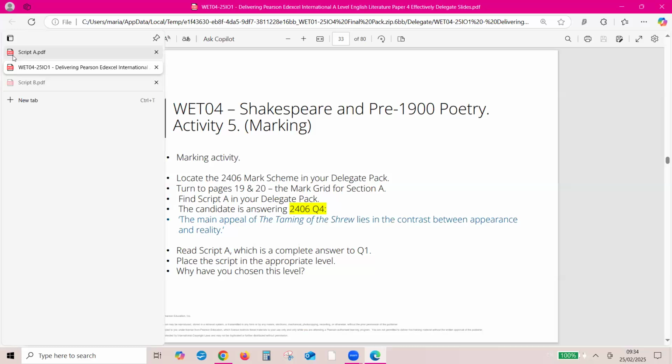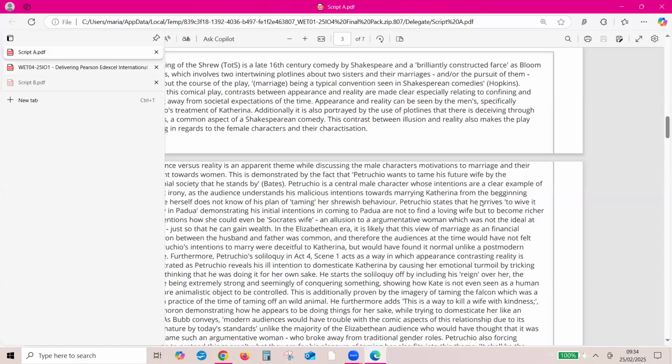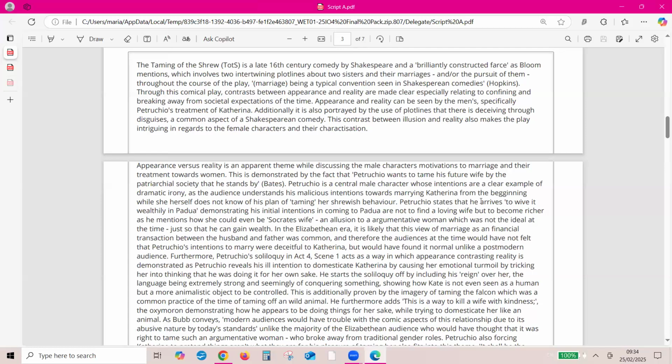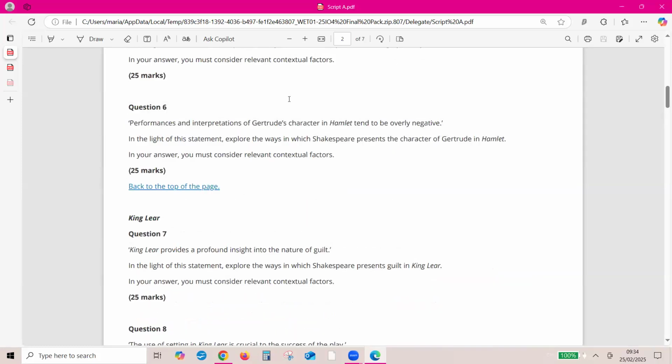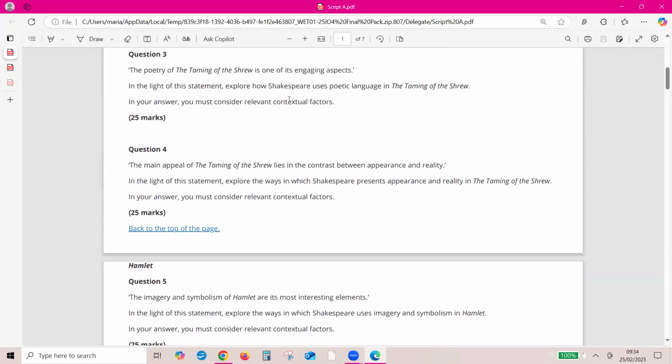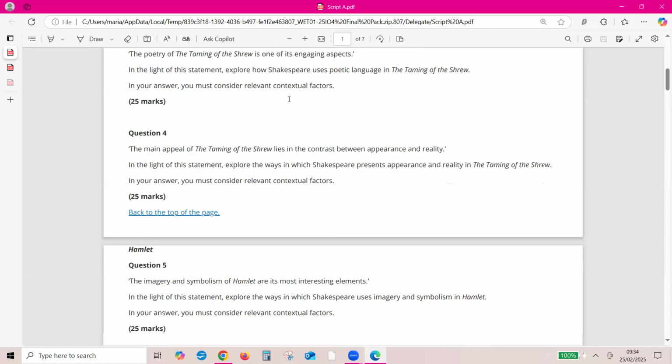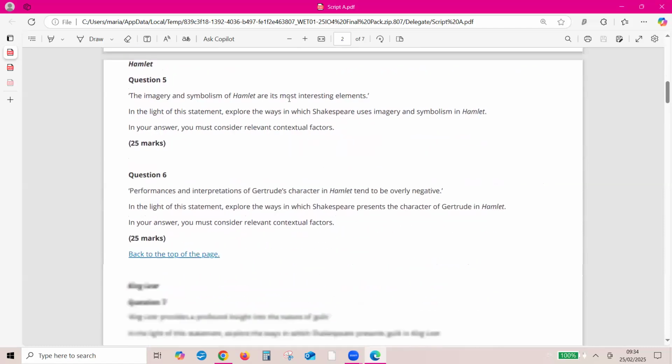So if you can find your own script in your own pack, if you've not got your delegate pack handy, it is also in the Zoom. If you go to more and resources, you should be able to download it if you've not got a copy already. And the response, as we said, is to the paper, and it's the question about illusion and reality, appearance and reality. So the question is, explore the ways in which Shakespeare presents appearance and reality in The Taming of the Shrew. And it says, in your answer, please consider relevant contextual factors.